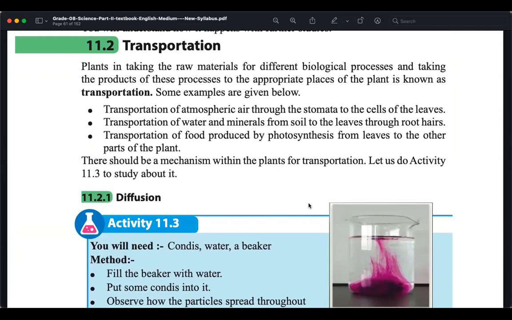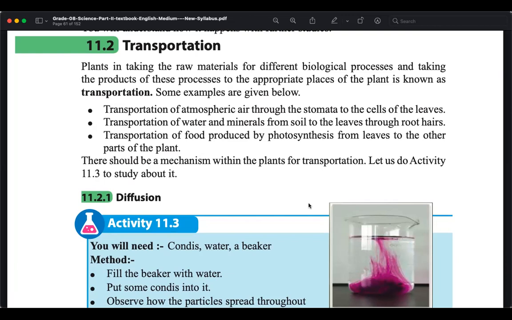In 11.2, we have to learn how materials are transported inside plants. There are biological processes transporting water, air, and food. How is this done in plants? Here you can see some examples. Transportation of atmospheric air through the stomata to the cells of the leaves.